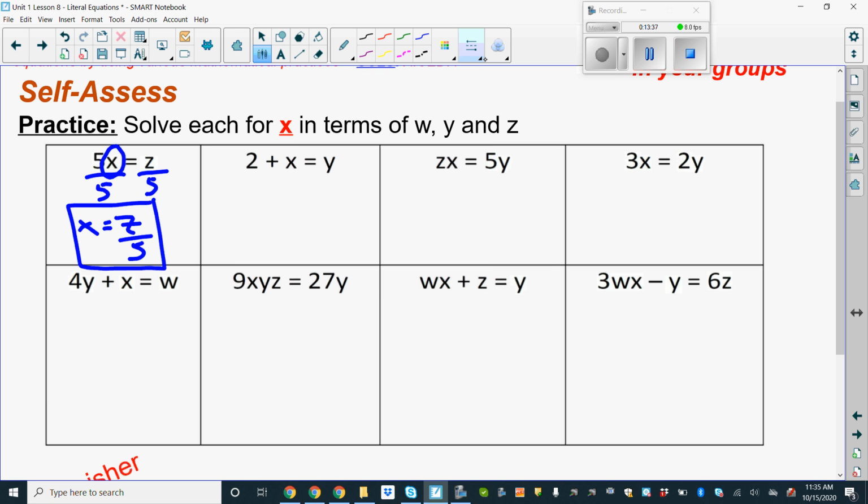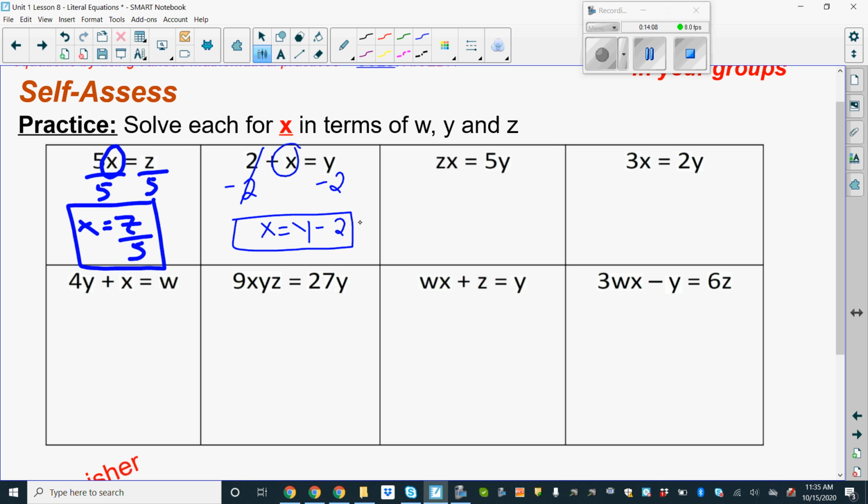Now I have 2 plus x. Again, we're solving for x. X is attached to this 2 by plus 2. So the opposite of a plus 2 is a minus 2. You subtract 2 from here to move it away from the x, and you subtract 2 from the other side. And we're left with x equals, we cannot combine a y and a negative 2, so just leave it as y minus 2. You're done.